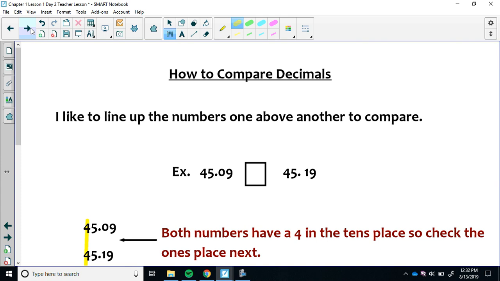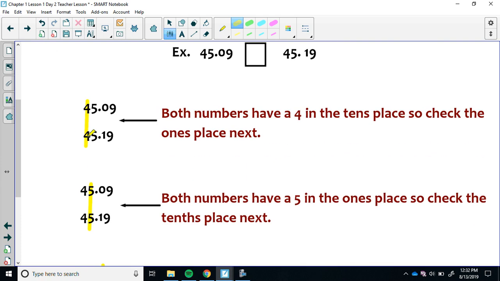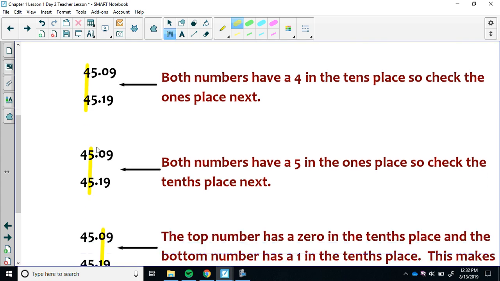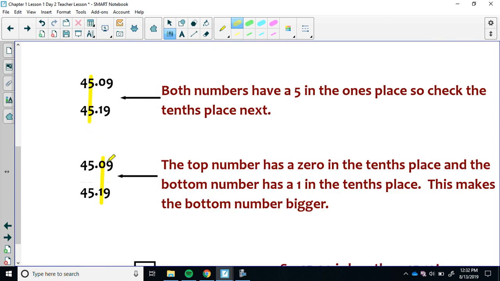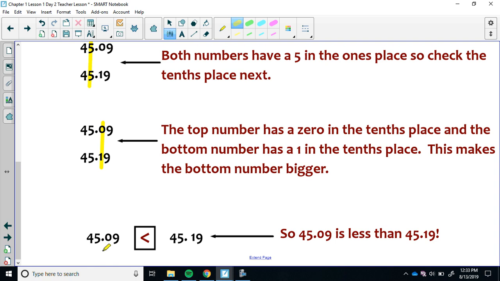How do you compare decimals? I like to line up the numbers one above the other to compare. So you can see that I have my decimals lined up. Both numbers in the tens place are the same, so I'm going to move to the ones place. Both those numbers are the same, so I'm going to move to the tenths place. 1 is bigger than 0. This makes the bottom number bigger, so it reads 45.09 is less than 45.19.